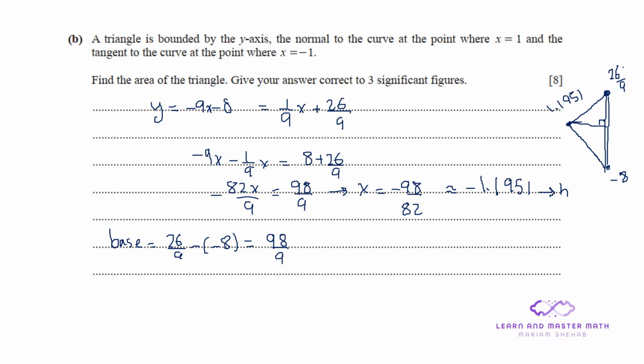We need to find now the area of this triangle, which is half BH. So you do multiply the base, which is 98/9, times the height, which is 1.1951. You don't take it negative since it's a length side. You will result with the three significant figures, 6.51.